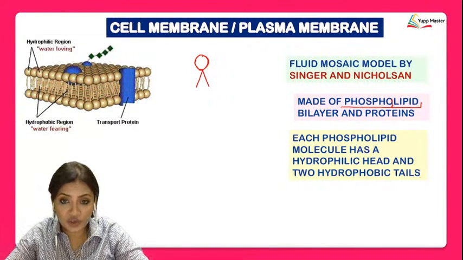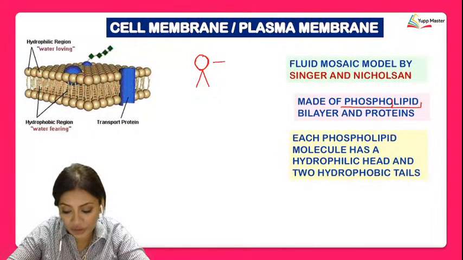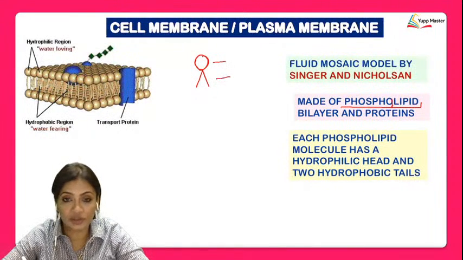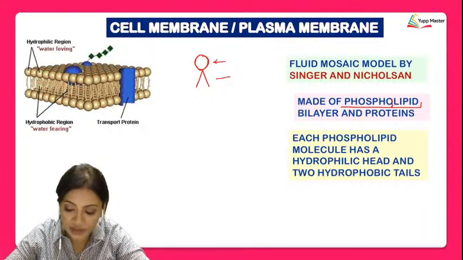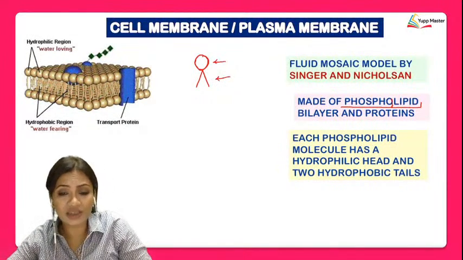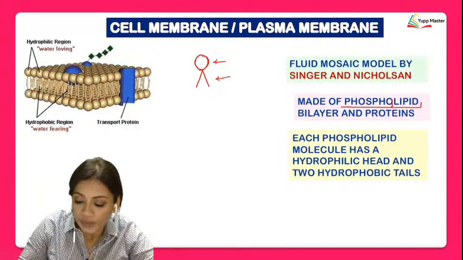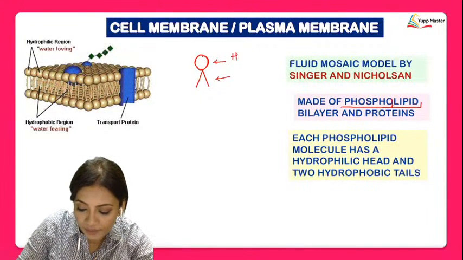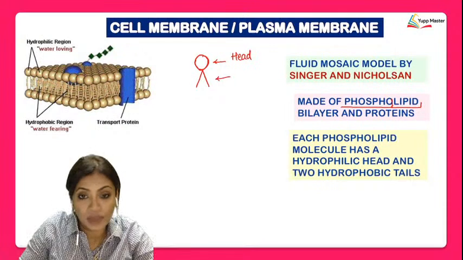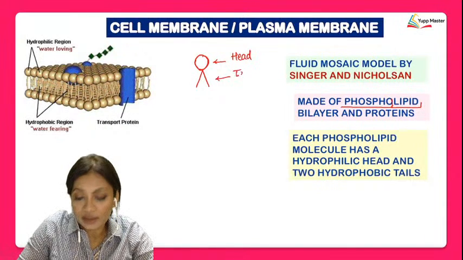Alright, now in this phospholipid part there is a head region, and then there is the tail region. The head region here is the phosphate part and the tail region here is the lipid part. That's the part which is made up of fats. Now we see here that this is the head. I'll label this as head, and below that I'll label that as the tail.